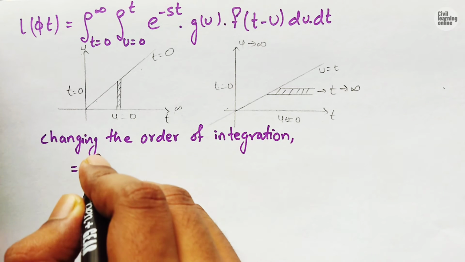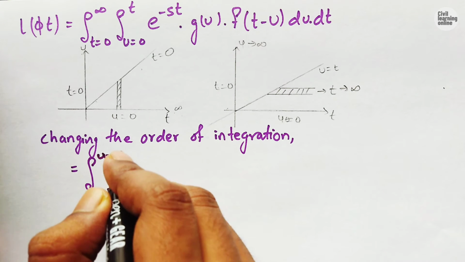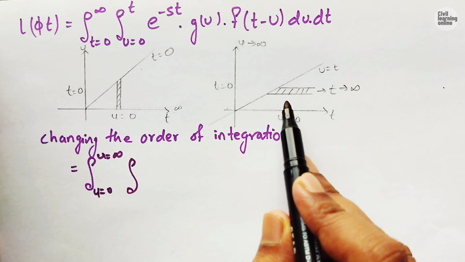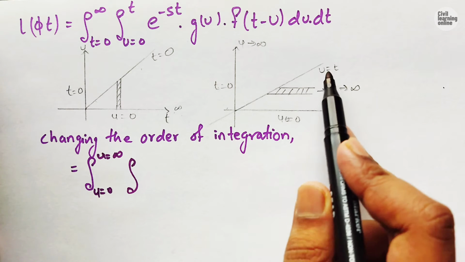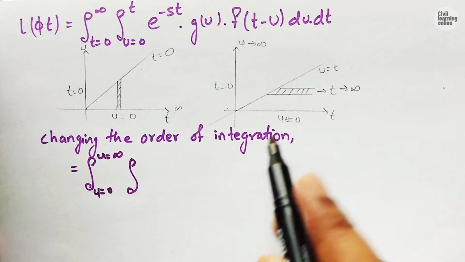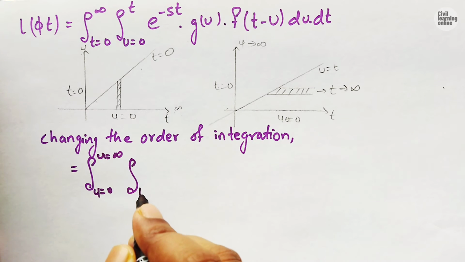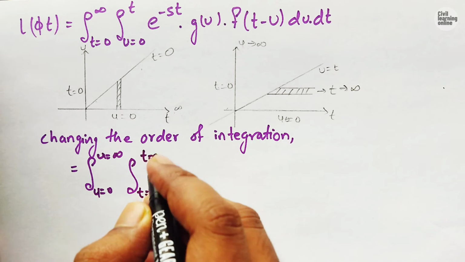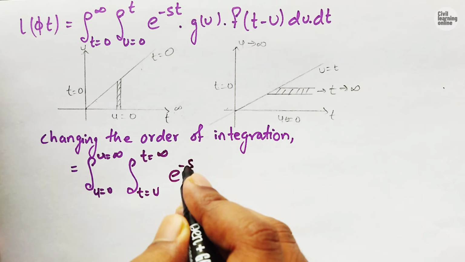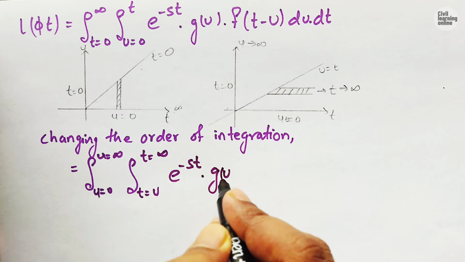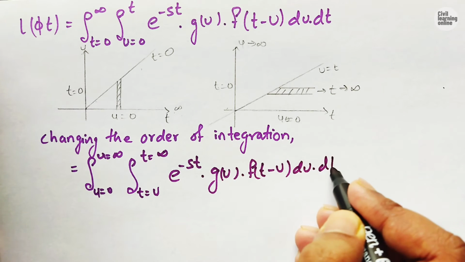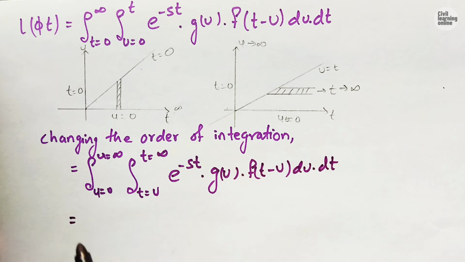So u equals to 0 to u equals to infinity, this is small u. Okay, again next second thing, we have to take the order of t. So t equals to u, from t is beginning from here to infinity. So we have here t equals to u to t equals to infinity, and further we have e to the power minus st times g(u) times f(t minus u) du dt. Okay, so one more step.